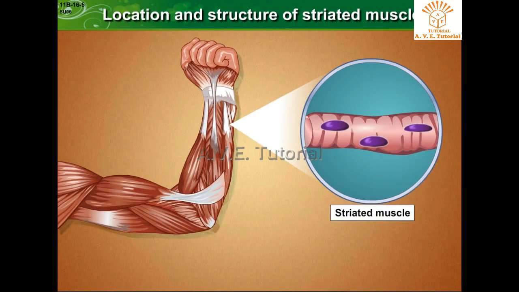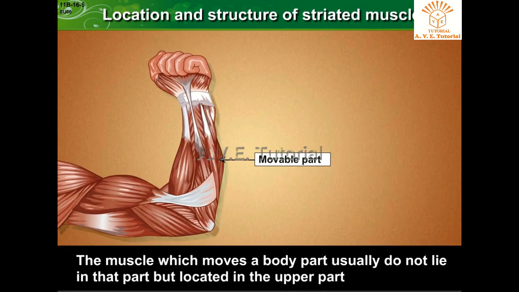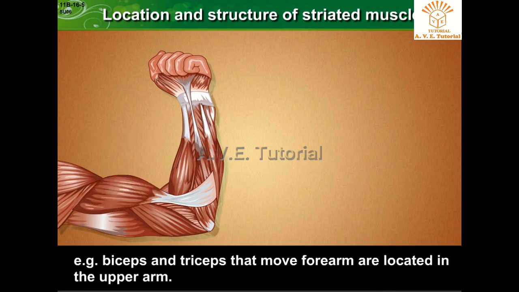Location and structure of striated muscle. The muscle which moves a body part usually do not lie in that part but are located in the upper part. For example, biceps and triceps that move forearm are located in the upper arm.